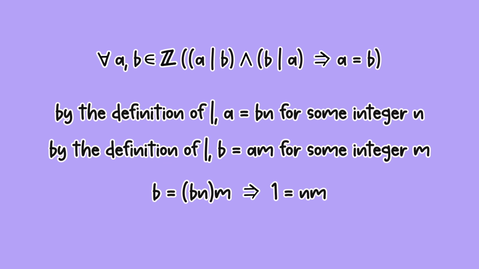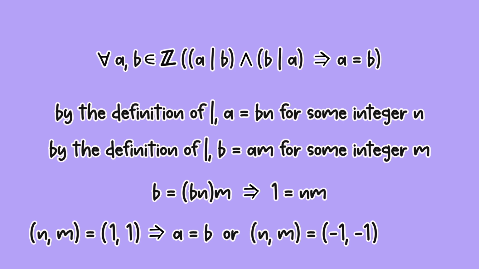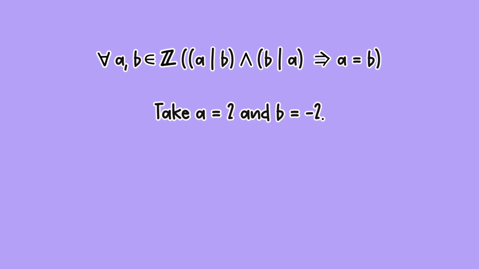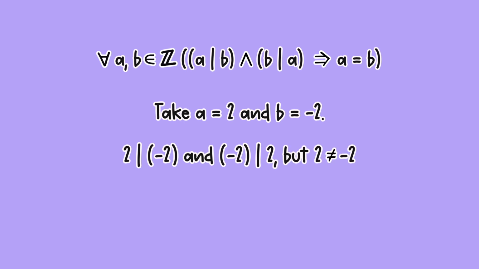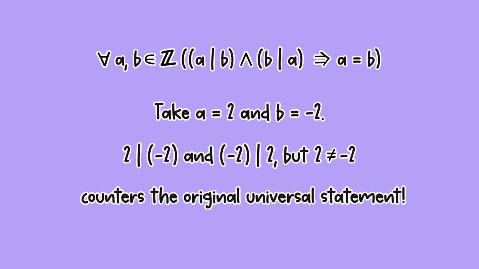What are the integers that multiply to 1? We have 1 and 1, which would mean that a equals b. But we also have -1 and -1, which means a equals -b. So, if we pick two integers that are the negative of each other, like 2 and -2, the hypothesis is true, but the conclusion is false. Hence, we have found our counterexample by poking at the original statement.